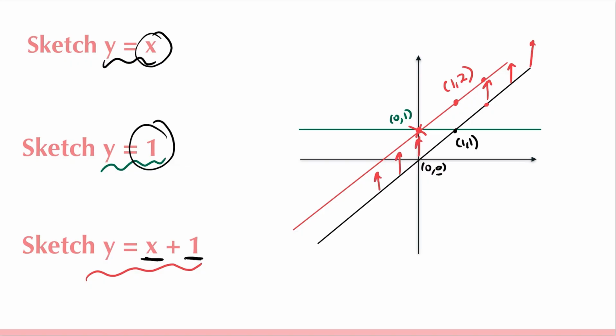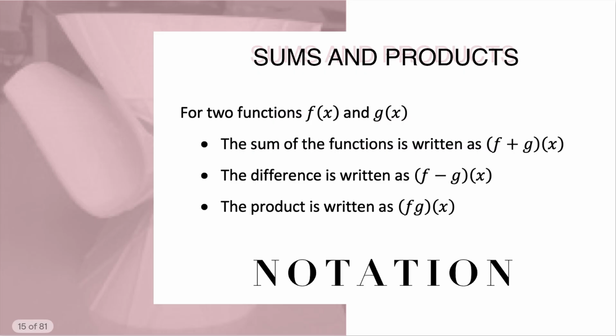And that is essentially the key idea of sums and products of functions. So what you're doing is you're grabbing one graph, the y values, grabbing the second graph, the y values, and then you add them together or subtract or whatever it's asking you to do. So let's get into the theory of it. For two functions f of x and g of x, the sum of the functions is written like this: f plus g of x, the difference is f minus g of x, and then the product is f times g of x. So that's the notation there around it.